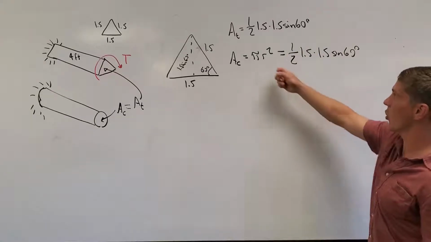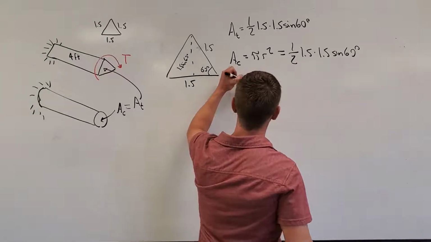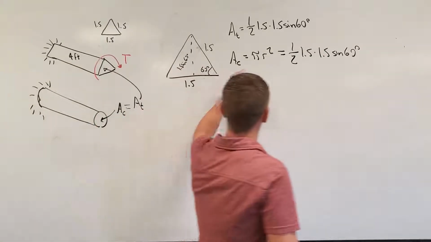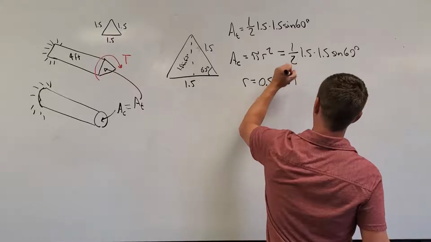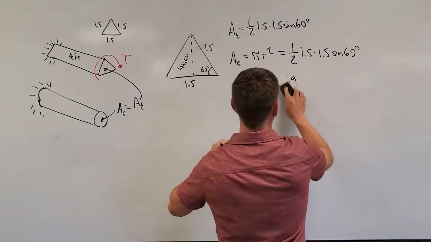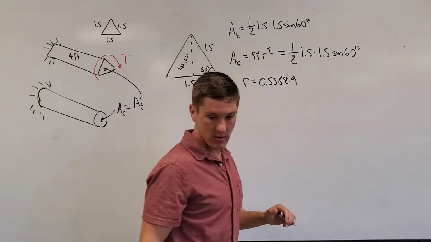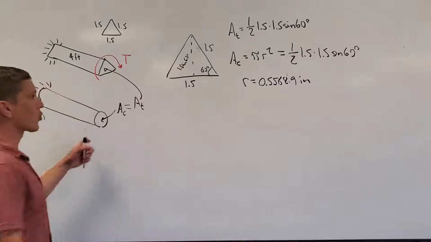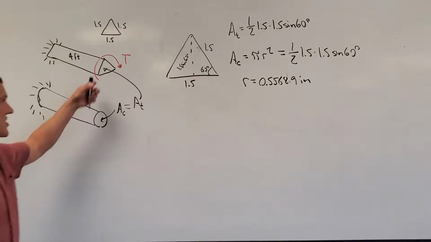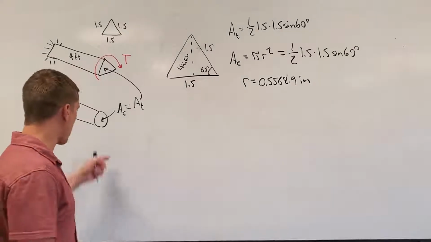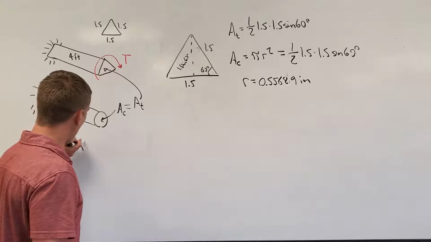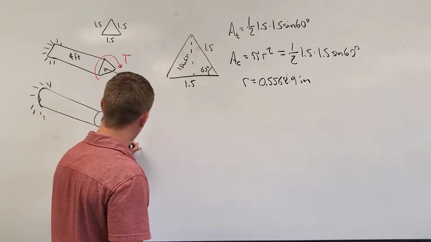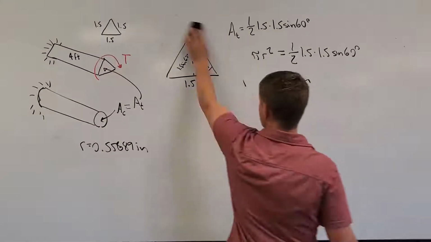I know everything in this equation but r. I can algebraically solve for r, and I get that the radius of my circle is going to have to be 0.55689 inches. So now we know what the radius of our circular shaft is that's going to use the same amount of material as our triangular shaft. Let's go ahead and make a note of that down here. We get that r is equal to 0.55689 inches.